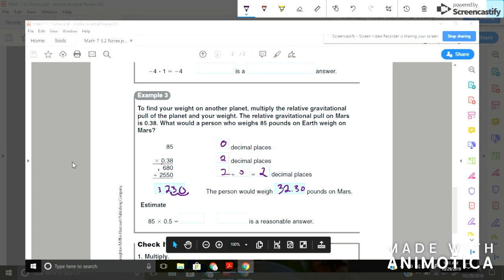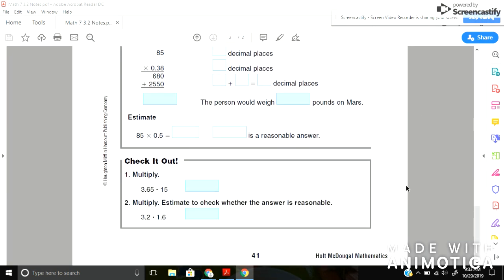If you weighed 85 pounds on Earth, 32 pounds on Mars, well, I bet you'd be able to jump pretty high. That'd be cool to experience. If we were to estimate that, if we rounded this to a half, half of 85 would give us 42.5. So yeah, 32.30 is a reasonable answer. Okay, go ahead and pause the video, try the 2 check-it-out problems, and see if you're coming up with the right answers.